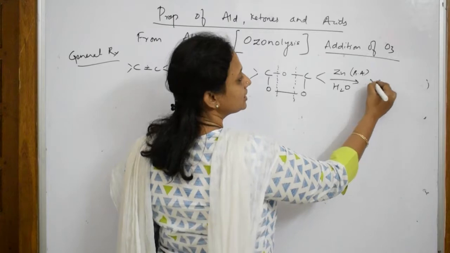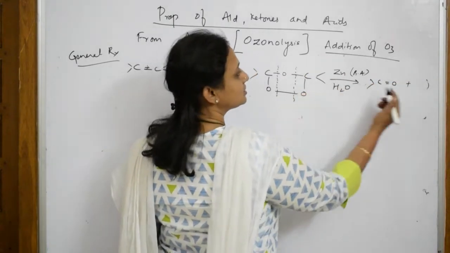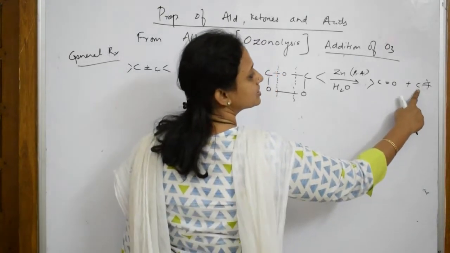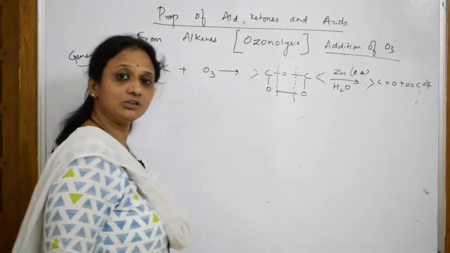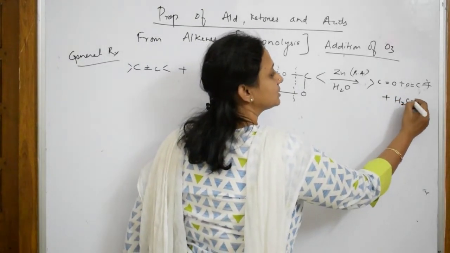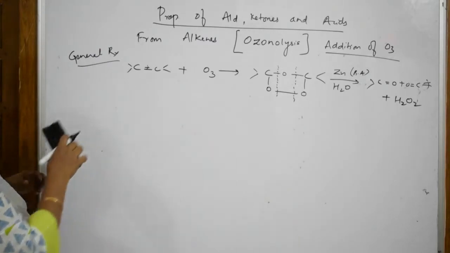How do you get them? You get C double bond O. Now one more is here, this is C double bond O. 2 carbonyl groups. I'll write in this way only. 2 carbonyl groups. What is left out? Oxygen. So this becomes hydrogen peroxide, H2O2. Done.